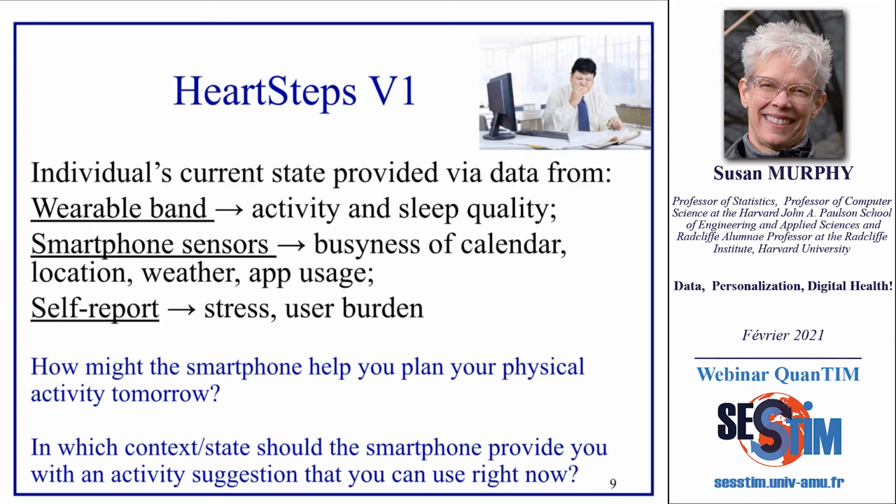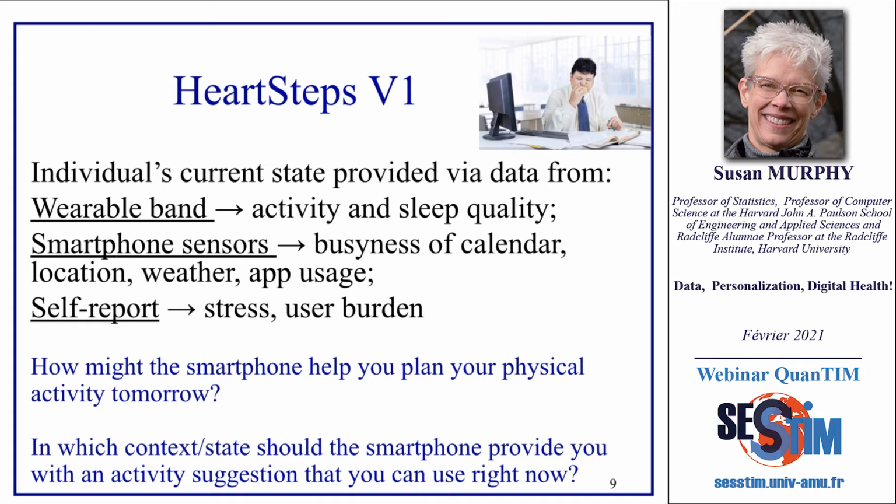In the first study, a 6-week, 42-day study, we had one tracker on their wrist. The wearable band measured minute-by-minute step count, and there were a number of sensors on the smartphone as well. We also collected nightly information on that individual's perceived stress and their burden from the intervention. Two of the questions we were really interested in is, how could this smartphone help you plan your physical activity tomorrow so that you'd be better able to enact it?